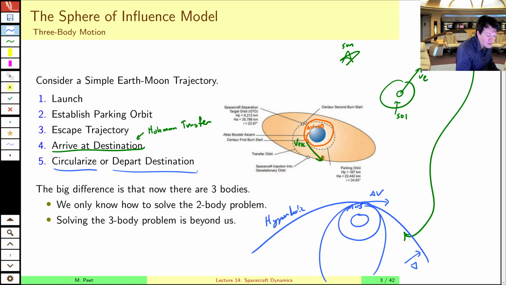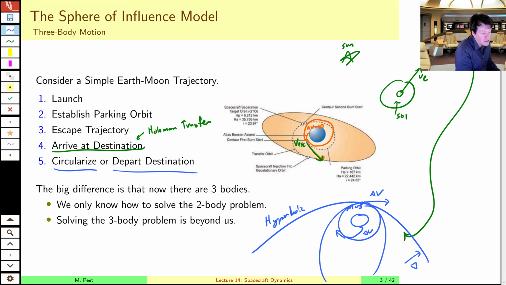And then if we want to do more than just circularize, we can actually land. We can get the delta V for landing as well. Again, that's a retrograde. So it's sort of the reverse of the launch at arrival. Instead of escaping out of the sphere of influence, we inject ourselves into the sphere of influence. Instead of establishing a parking orbit, we get out of a parking orbit. That kind of thing.